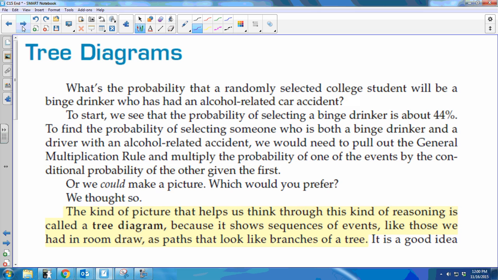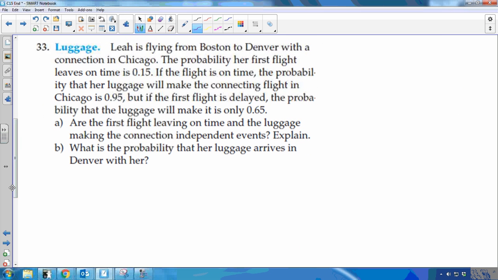All right, so I've got an example. Leah is flying from Boston to Denver with a connection to Chicago. The probability her first flight leaves on time is 15%. If the flight is on time, the probability that her luggage will make the connecting flight in Chicago is 95%. But if the first flight is delayed, the probability that the luggage will make it is only 65%. See, there's like a sequence of events. Like if it's on time, then this happens. If it's not on time, then this happens. All right, so that indicates to me I should use a tree diagram.